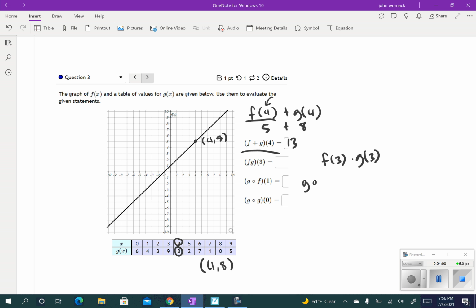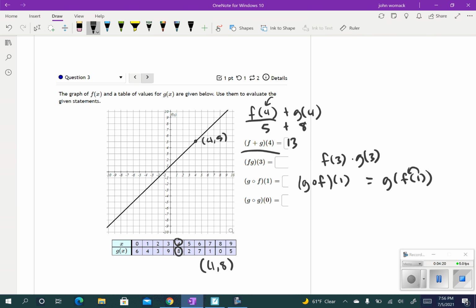So I have g of f of 1. Well, that means I'm going to go g of f of 1. So remember, we start by plugging 1 into f and find out what we get back out. Well, that's the graph. Let's do it a different color here. So if I plug 1 in, that's this point. When x is 1, you have that point, and the y value is 2. So if I plug 1 in, I get 2 back out.